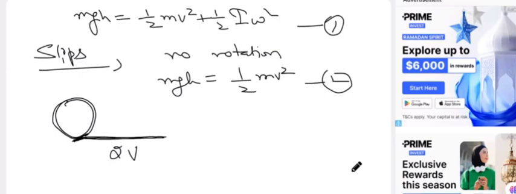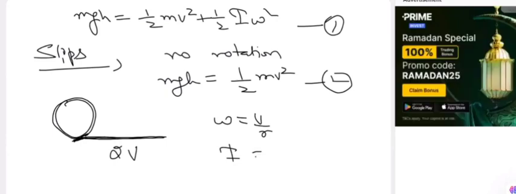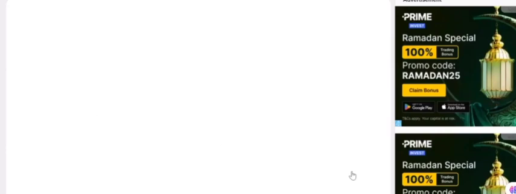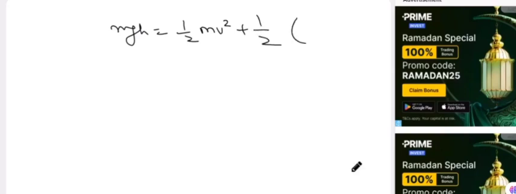So the angular speed of the ball and the translational speed of the ball are related by, obviously, we are aware that omega equals v over r, isn't it? Yes, ma'am. And I equals 2 by 5 mr square. Correct. So from this I can deduce that mgh is equal to half mv square plus half of I omega square. There are many derivations, Akshita. If I am writing, please don't get confused.